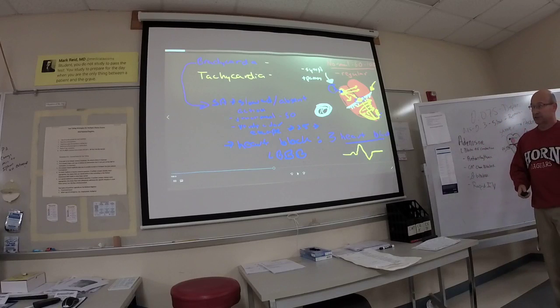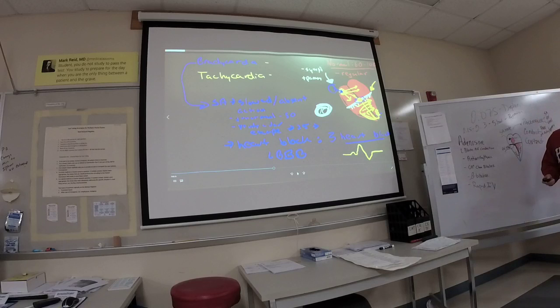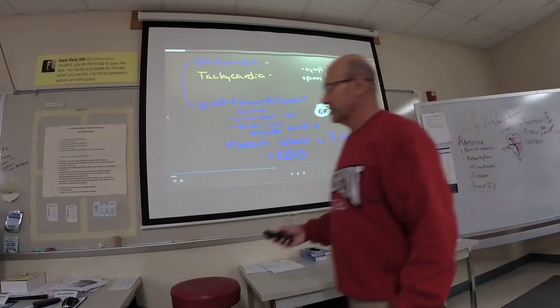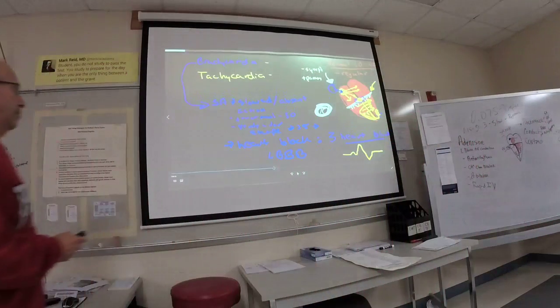Okay, so that's what we want to find out, especially before the heart stops, right? Too slow, it stops. That's what we don't want. Too fast, it stops. It overworks itself. The heart's going to stop. So these are the things that we want to look at when we have a bradycardia.